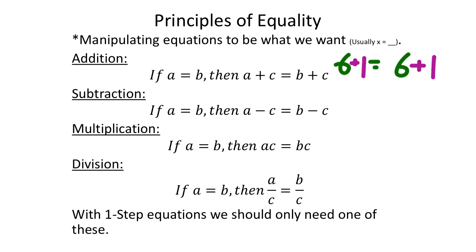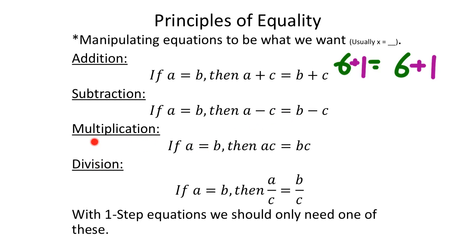So if we add the same thing to both quantities that are equal, it doesn't change the fact that they are equal. And it works for subtraction as well. If you had two values that were equal and then you suddenly subtracted the same number from both, it's still going to be equal.